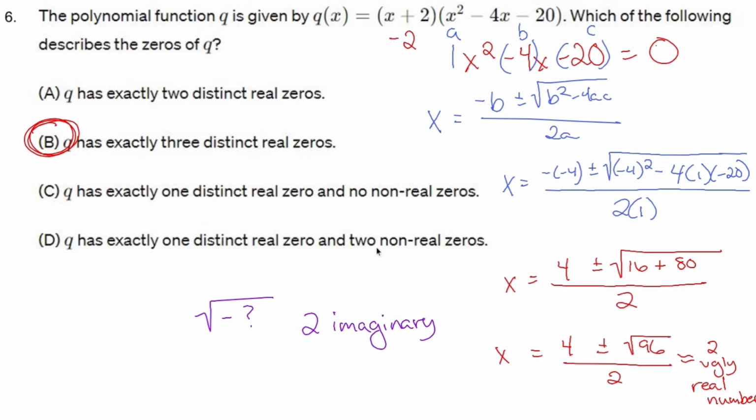So in that case, we would have selected D. But that didn't happen here. We got B. Life is good. We're done. Hope this helps.